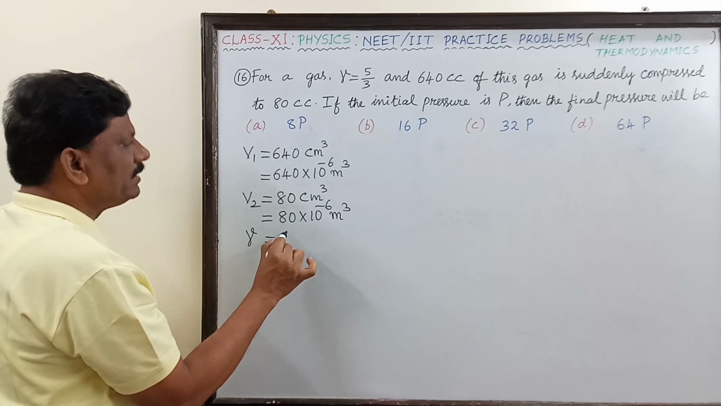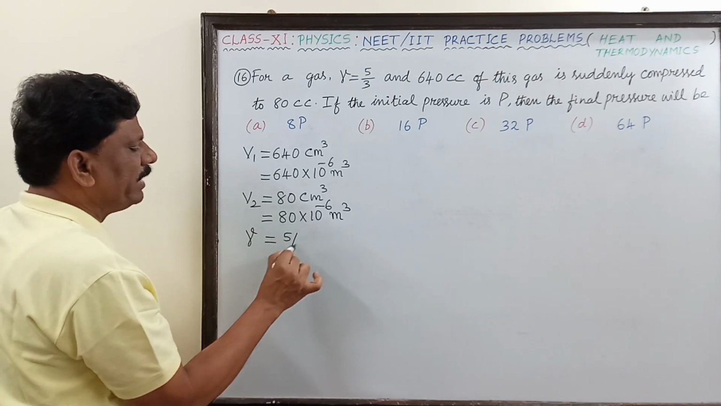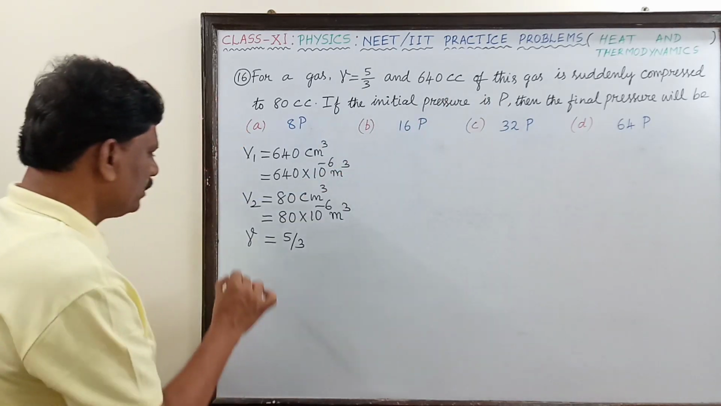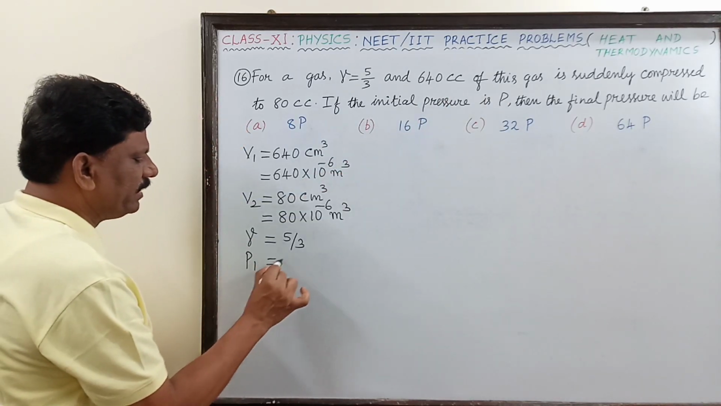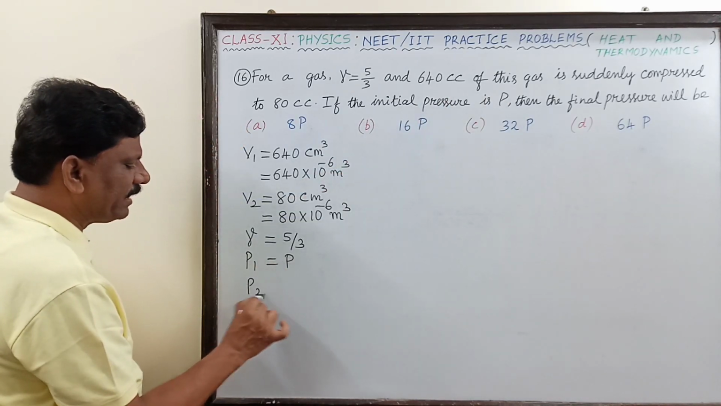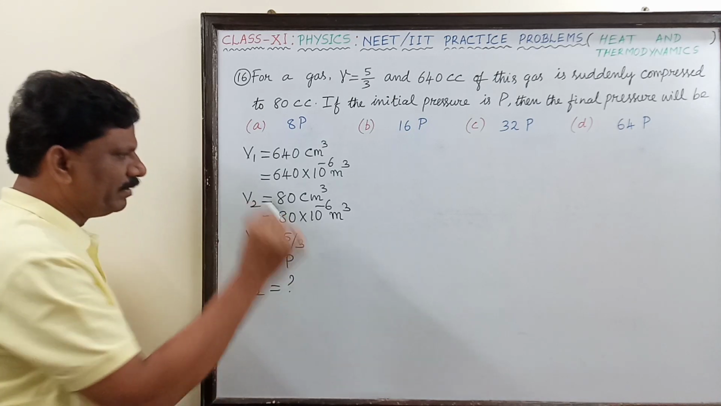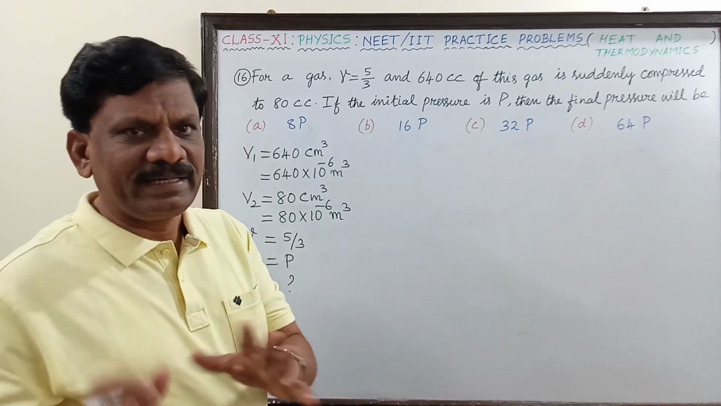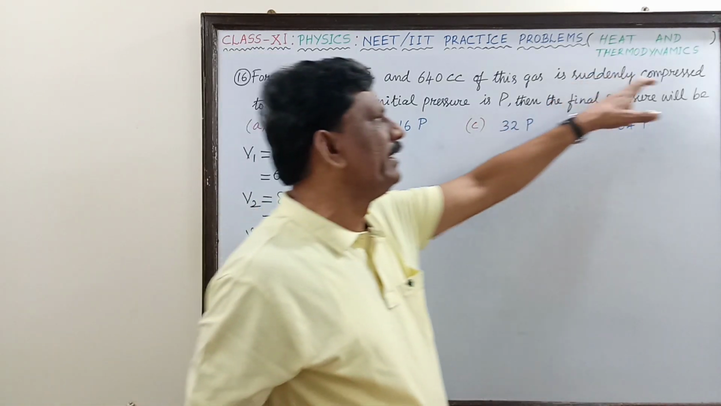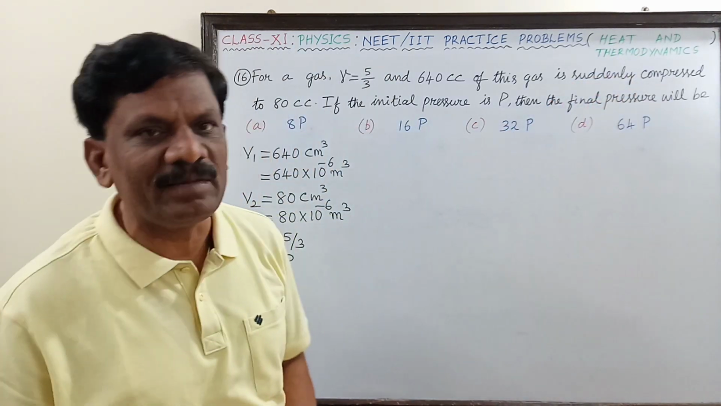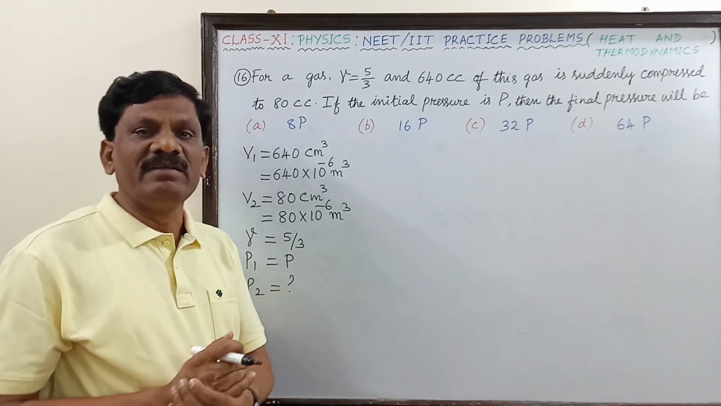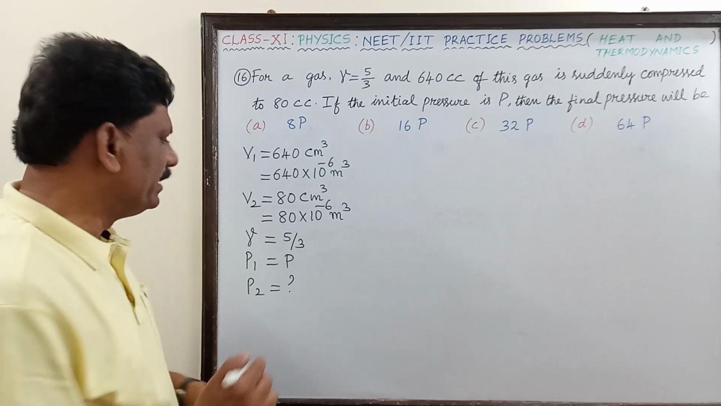And gamma is equal to 5 by 3. Initial pressure is P. So P1 is equal to P. Final pressure has to be determined. Now first of all, an indirect hint is given that it is suddenly compressed, meaning the process is adiabatic. Any sudden and rapid, very fast process must be adiabatic.